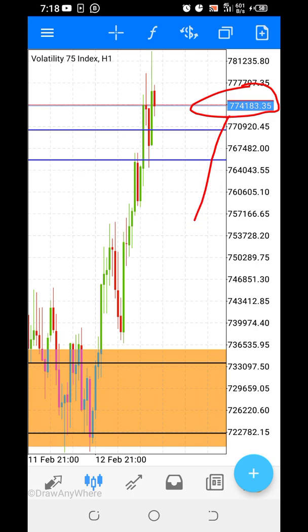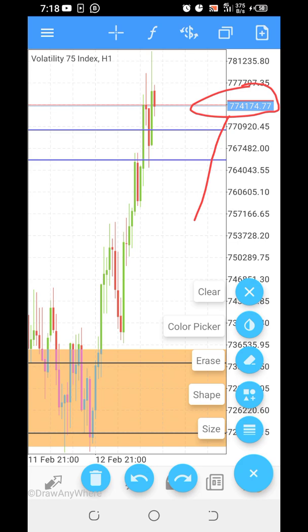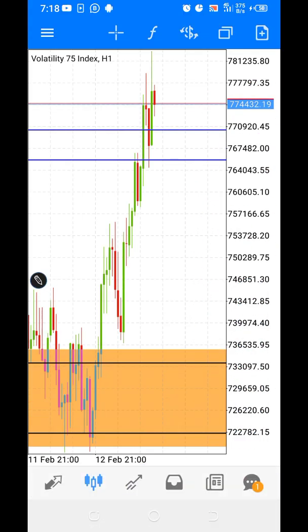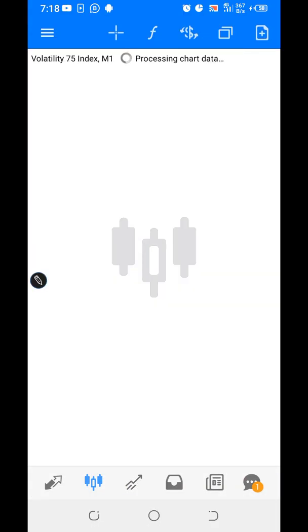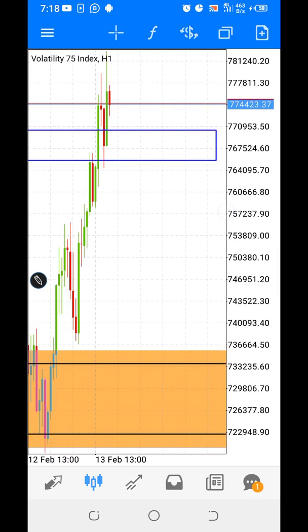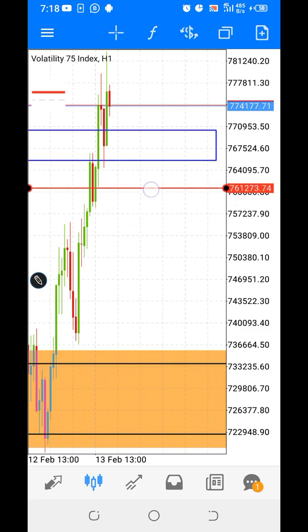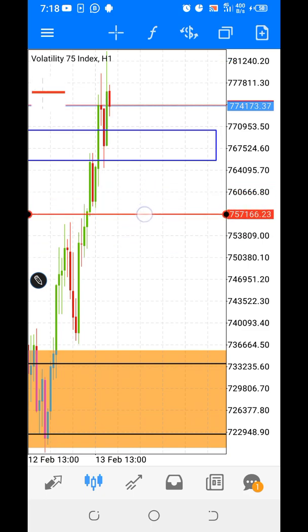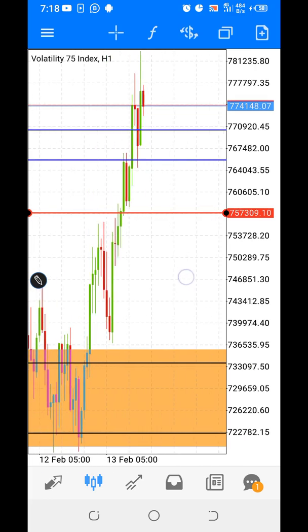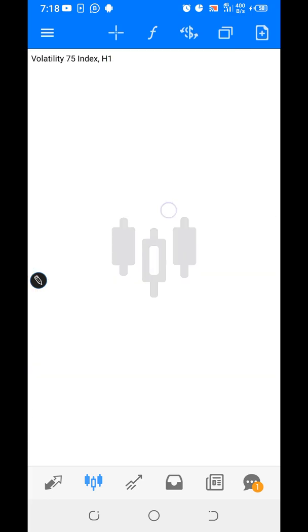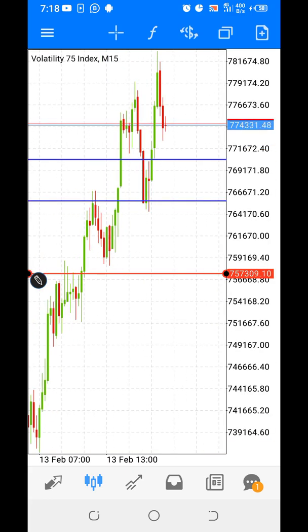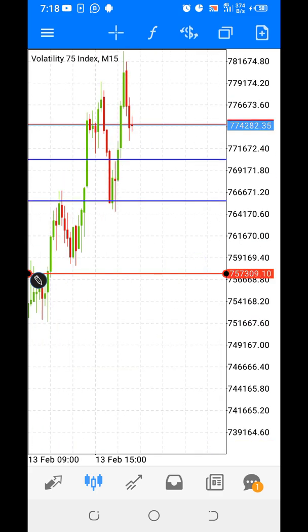The first thing you want to do is get your tool and place it wherever you want your stop loss to be. If I am taking this trade, I want my stop loss to be here. Then I want to enter the trade at the current price where it is at right now. What is the figure?